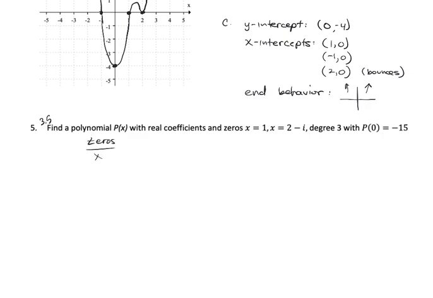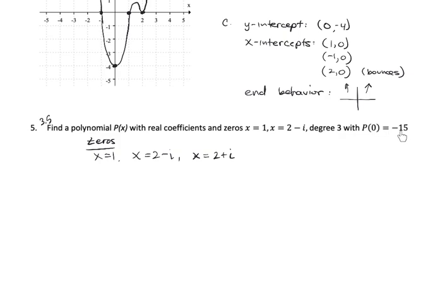So the zeros are x equals 1, x equals 2 minus i. And what you need to remember, a zero that has an imaginary number or is a complex number like this always has to come in a pair. So 2 minus i will always come in a pair with another zero, x equals 2 plus i. So there are 3 zeros.